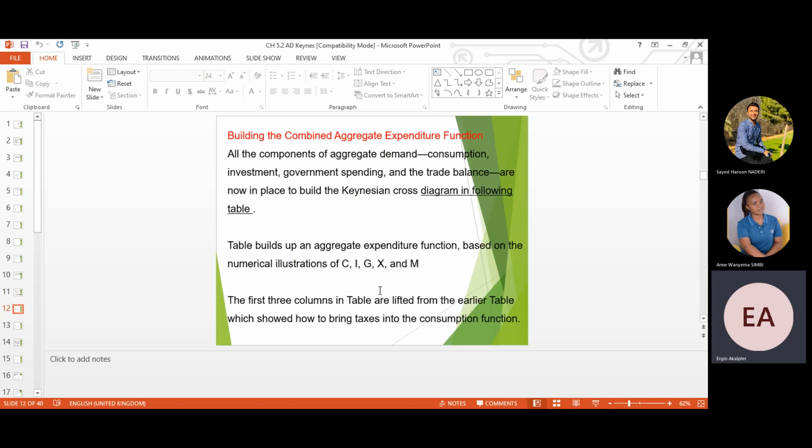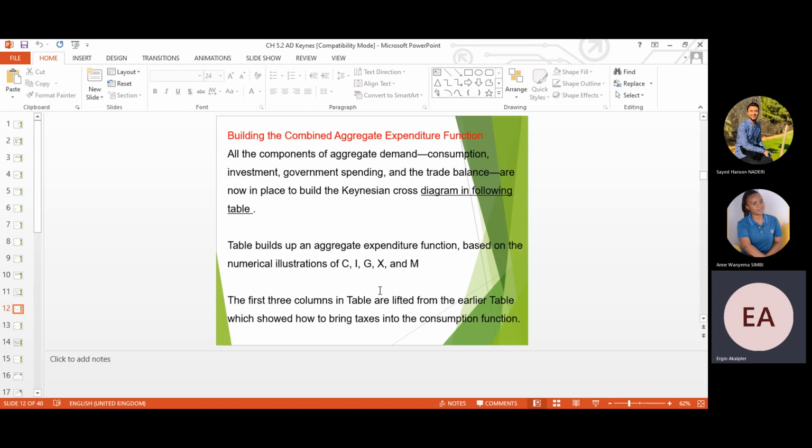Building the combined aggregate expenditure function. All the components of aggregate demand, consumption, investment, government spending, and the trade balance, are now in place to build the Keynesian cross diagram in the following table. Now we have the table in the following slide. The table builds up an aggregate expenditure function based on the numerical illustration of C, I, G, X, and M, which is consumption, investment, government expenditure, export, and import.